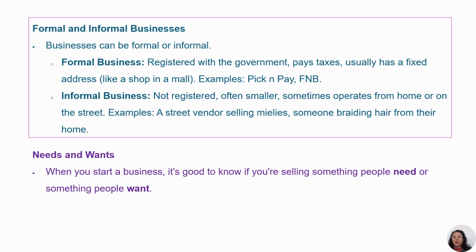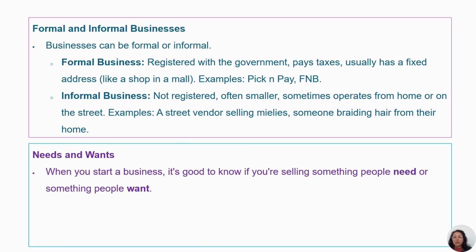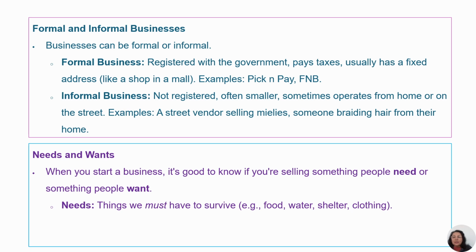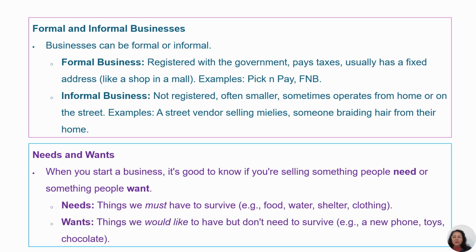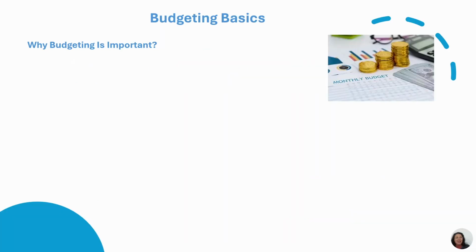Now, when you decide on a business, you need to decide on people's needs and wants. Who do you want to cater for, and what do you want to cater for? What are you selling? Are you selling a need, or are you selling a want? Or what service are you providing for? Is it for a need or for a want? So needs are basically things that people need to survive. Are you catering for food, for water, for shelter, for clothing, or are you catering for their wants like a new phone or chocolate?